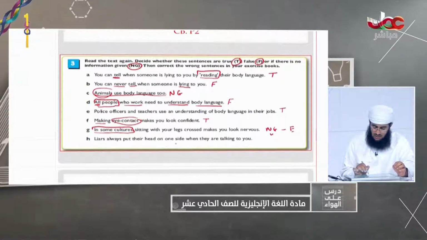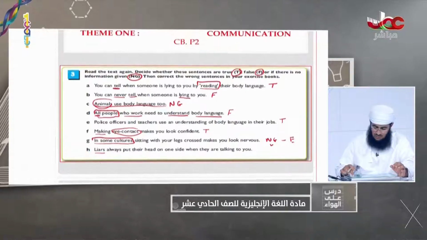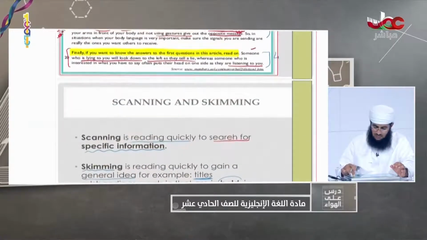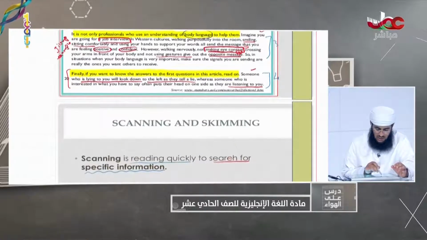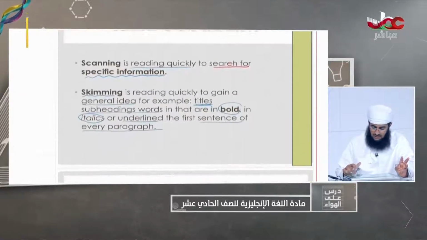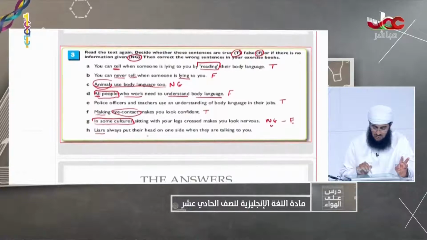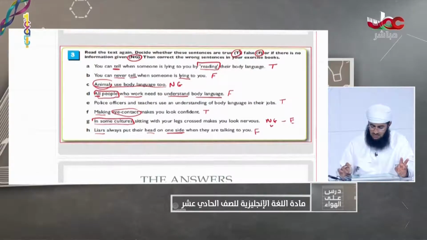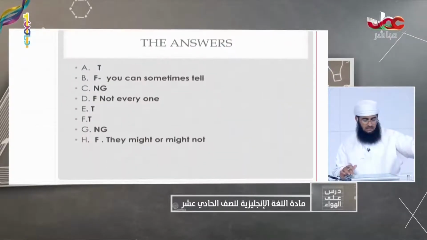Liars always put their head on one side when they are talking to you. Okay, let's check this information because it is in the last paragraph. Someone who is lying to you will look down to the left as they tell a lie. If he's telling a lie, he is looking down to the left. So this is the main issue here. What about here? Liars will put their head on one side. They look on the left side. So this is false.